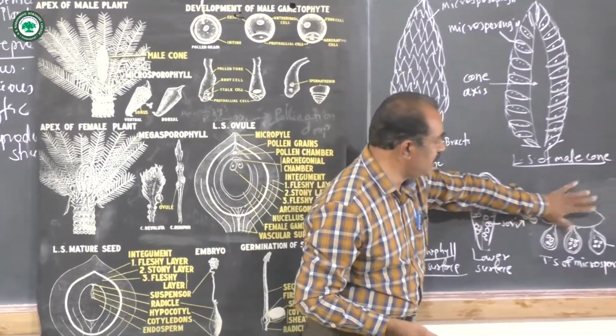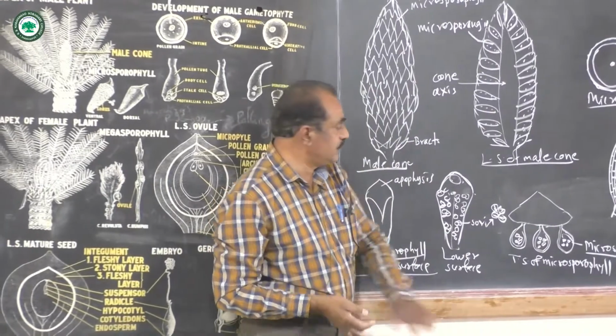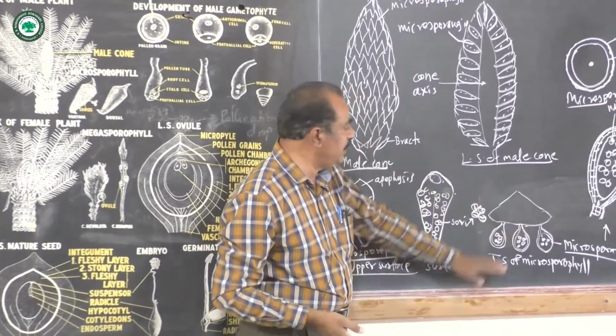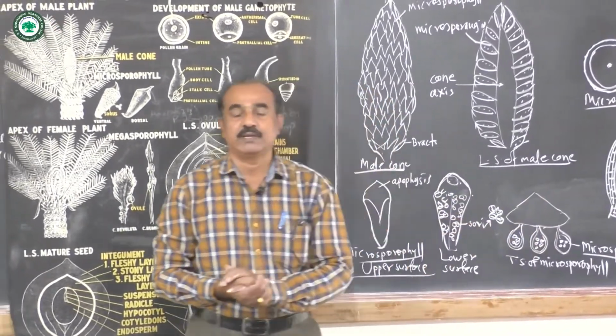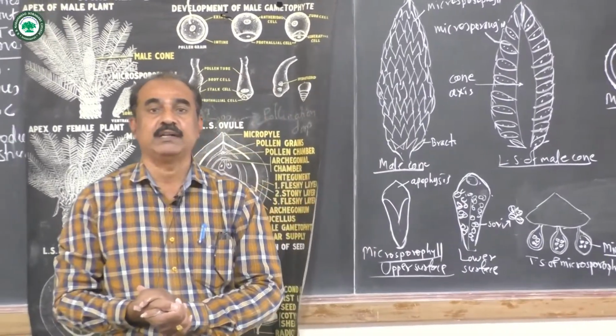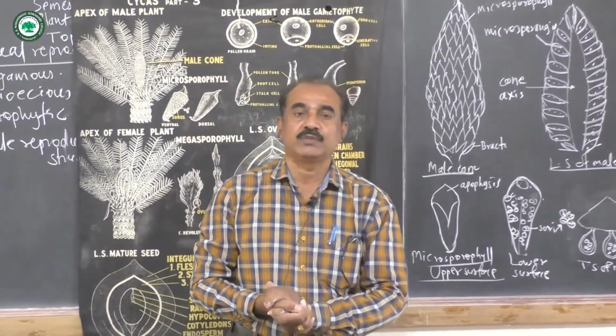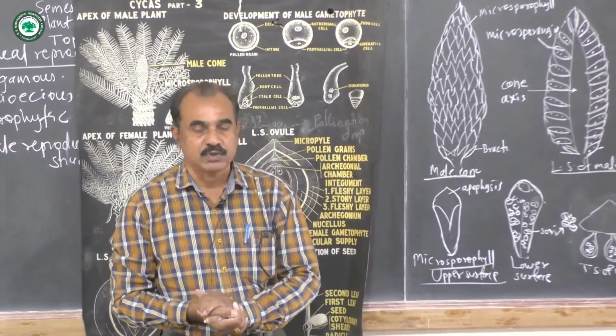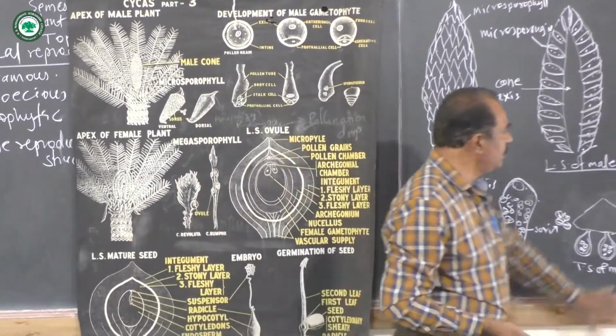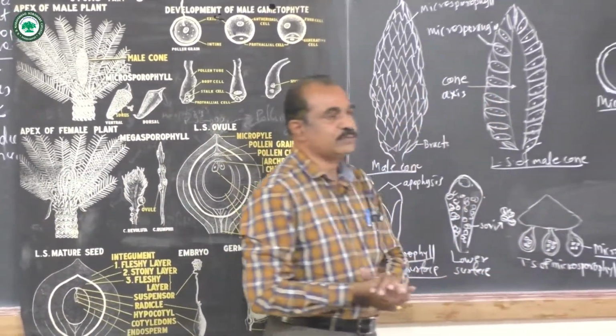This is again a TS of the microsporophyll. This is the upper part of the microsporophyll, and toward the lower side there are the Microsporangia, and Microsporangia are in groups. Now they are called Microsporangia because they develop the microspores. Now this is the structure of the Microsporangia.